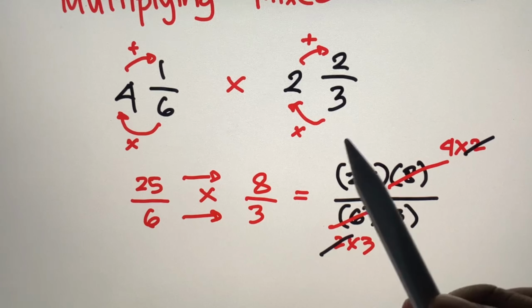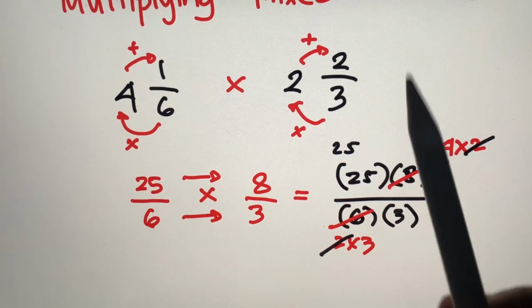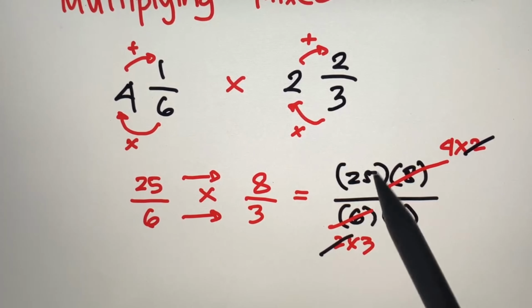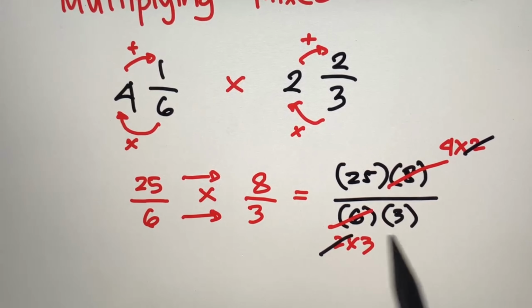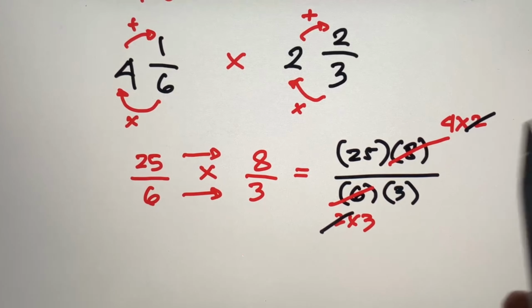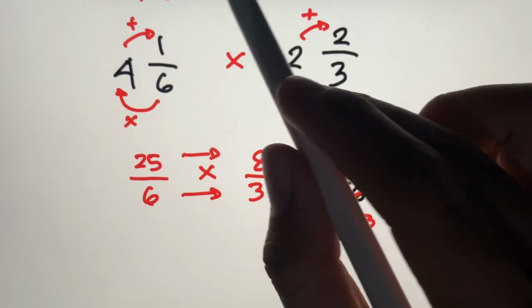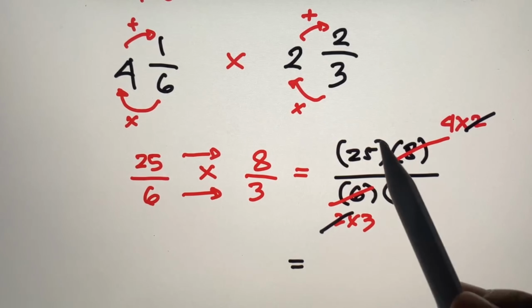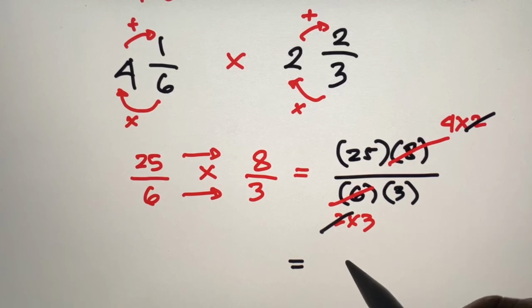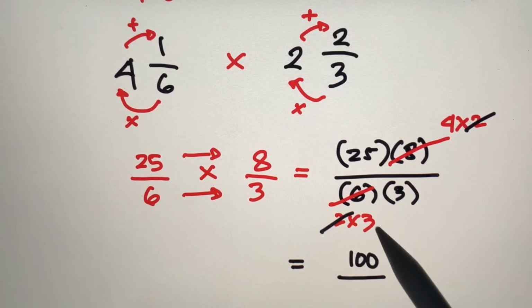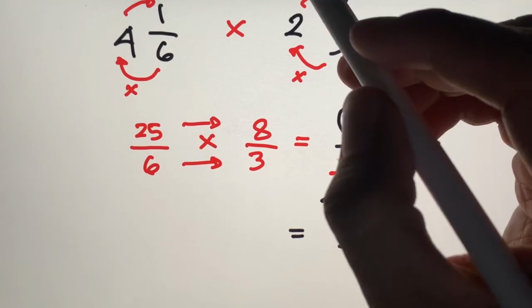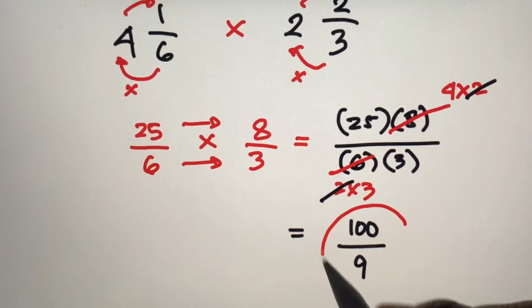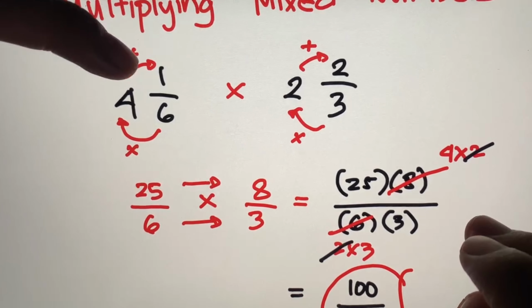25 is just 5 times 5 if you factorize it, and you have nothing in the denominator. As you can see, the simplest form, if you rewrite this, is 25 times 4 for the numerator, that will be equal to 100. And the denominator will just be 3 times 3, that is equal to 9. So this is the improper form of the answer for this problem.